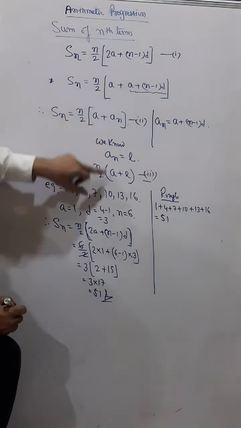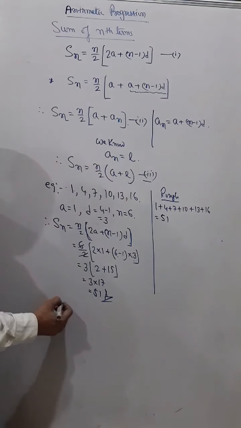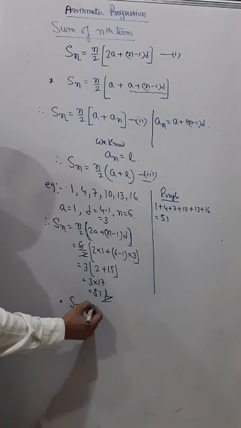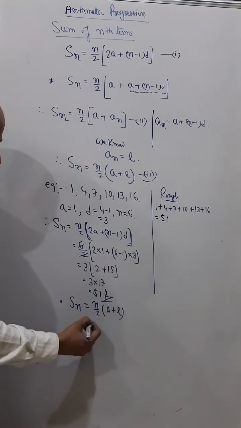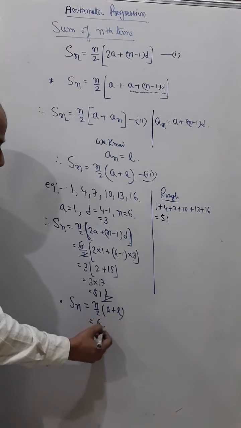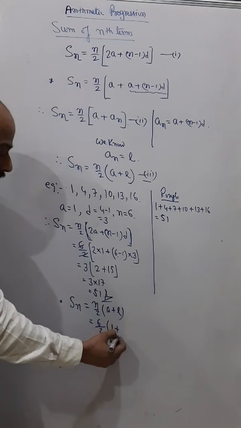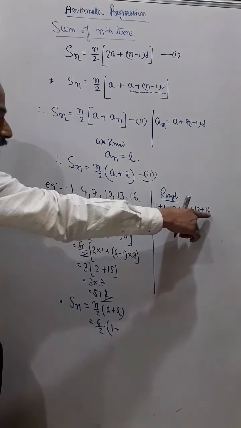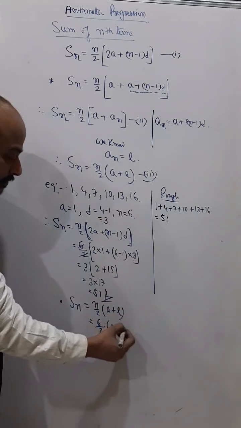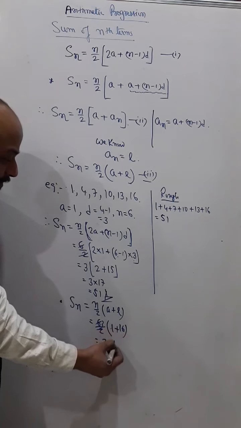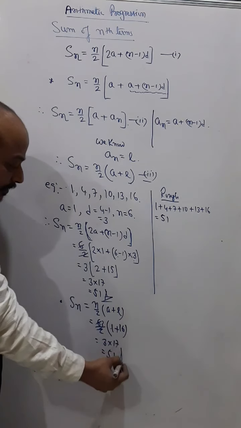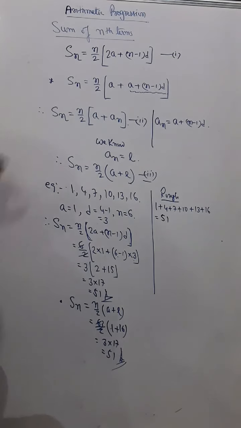Now if I use this formula or that formula, the result is the same. So again let us see what we get. Sn is equal to n by 2 into first term plus last term. Now n is 6, a is 1, and the last term is 16. So again we get 3 into 16 plus 1, 17, which is 51. So understand? This is the formula that we use for finding the sum of n terms of an AP. Okay, understand?